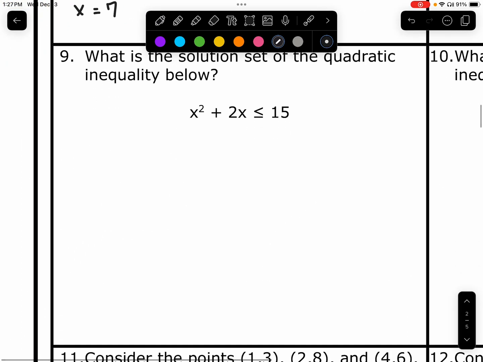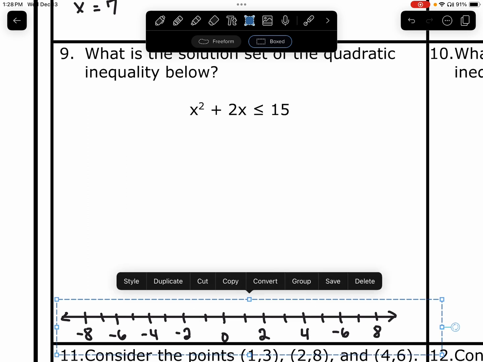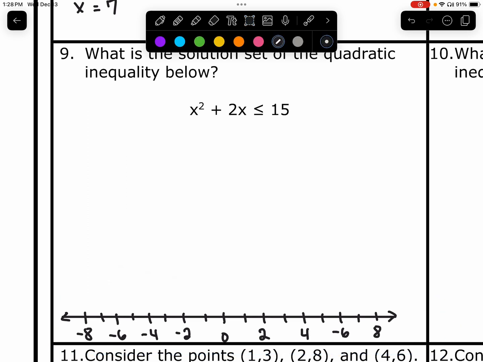Number 9, we want the solution set. So we have another inequality, so I know that this is going to require a number line. Let me get that ready. First thing I need to do is make this an equation, and then get it equal to 0. So I'm going to subtract 15 from both sides like that. Now I'm going to solve for x. Again, you could factor this. This is definitely factorable to get the solutions. Or you can just use the quadratic formula like I'm doing now.